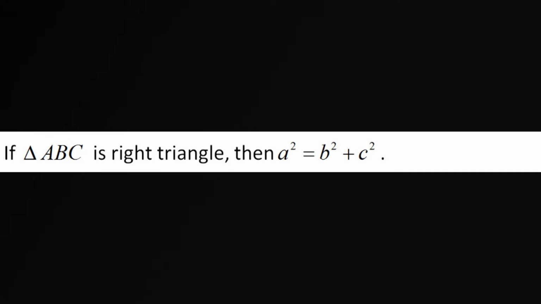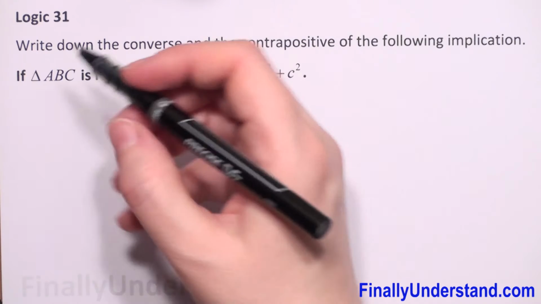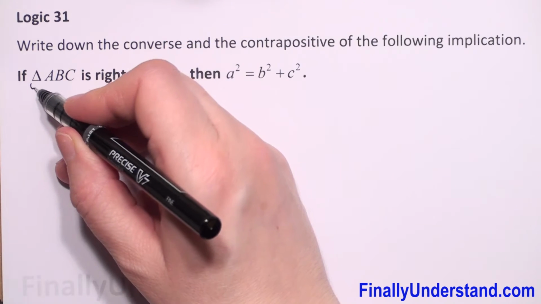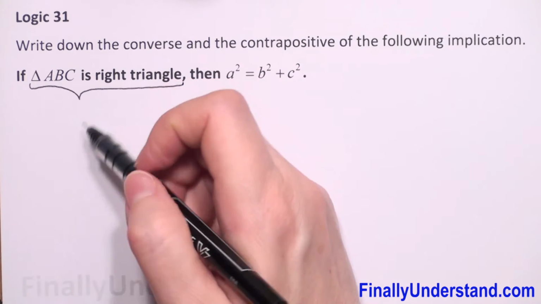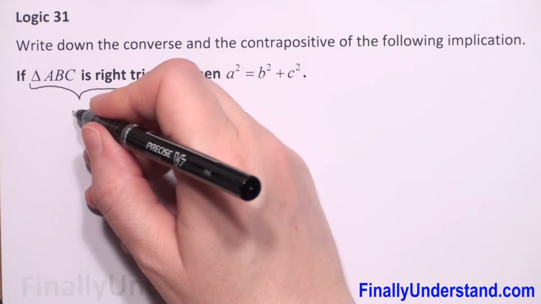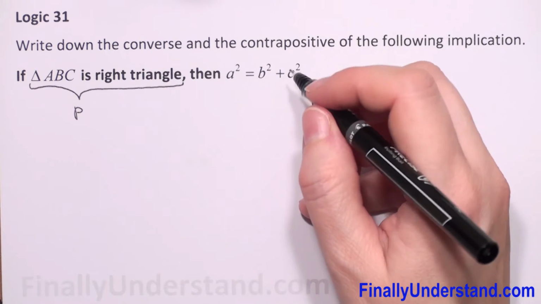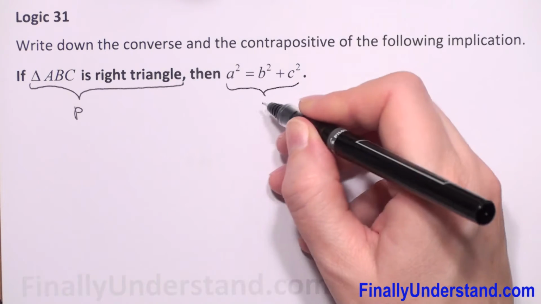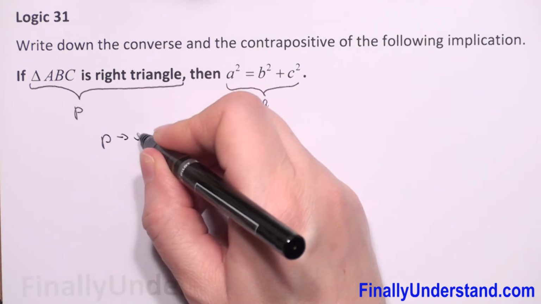We have given implication: if triangle ABC is right triangle, then a square equals b square plus c square. So let me put that our simple statement is "ABC is right triangle." This is our P. And "a square equals b square plus c square" is our Q. We have implication P implies Q.